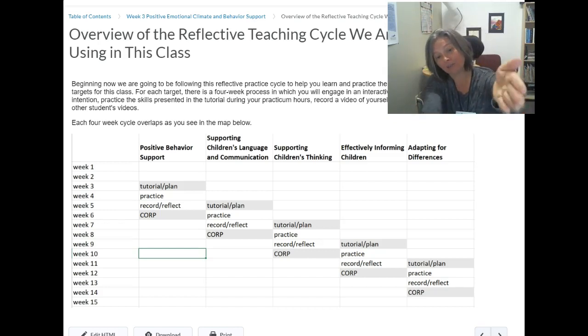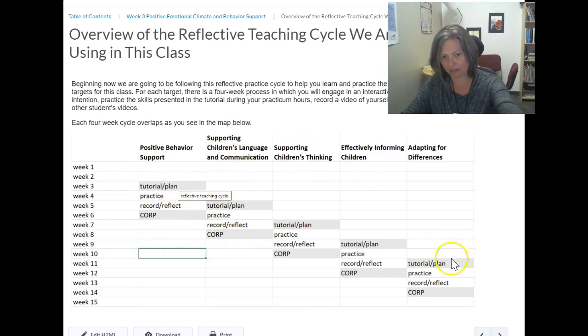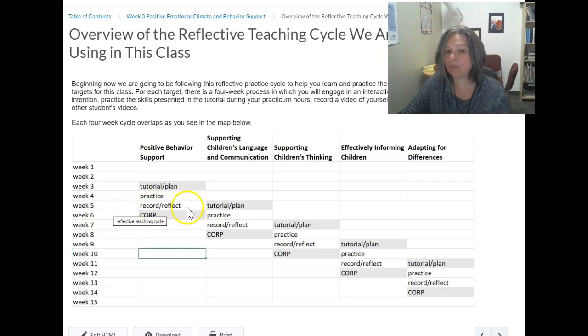So anyway, as you can see, the 4-week cycle is alternated by 2 weeks for every learning target here. So in week 5, for example, when you're going to be recording and uploading your video, you're going to be focused on that part in your practicum, but you're also going to be completing the tutorial in GoReact on supporting children's language and communication, and it goes on and on and on throughout the course. Weeks 14 and 15 give us a little chance to wrap things up and do some more reflective writing and thinking and talking in general about the whole trajectory throughout this course.